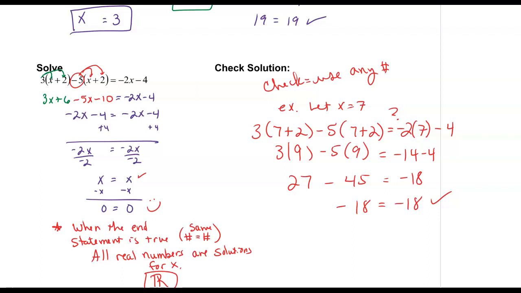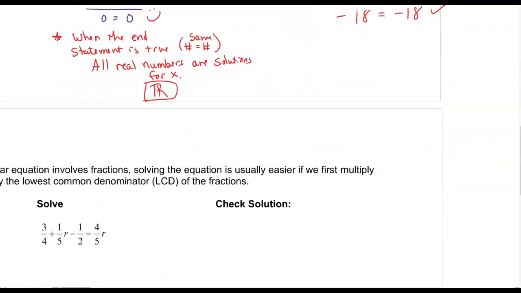Guys, notice it didn't matter. Could I put pi in there? Yeah, I did pi. And guess what? It would still be true. So the cool part about it, if you get it down to where it is 2 numbers equal to itself, or 0 is equal to 0, you are going to have all real numbers are a solution.